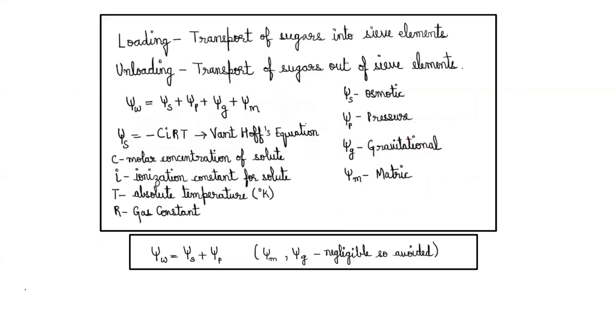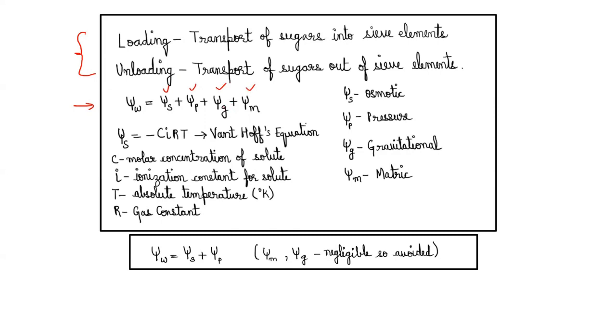First of all, what is loading? Loading is the transport of sugar into the sieve element. What is unloading? Transport of sugar out of the sieve element. So you should be clear with what is unloading and what is loading. Then we talk about the water potential, and you know that water potential is the summation of solute potential, pressure potential, gravitational potential, and matrix potential.